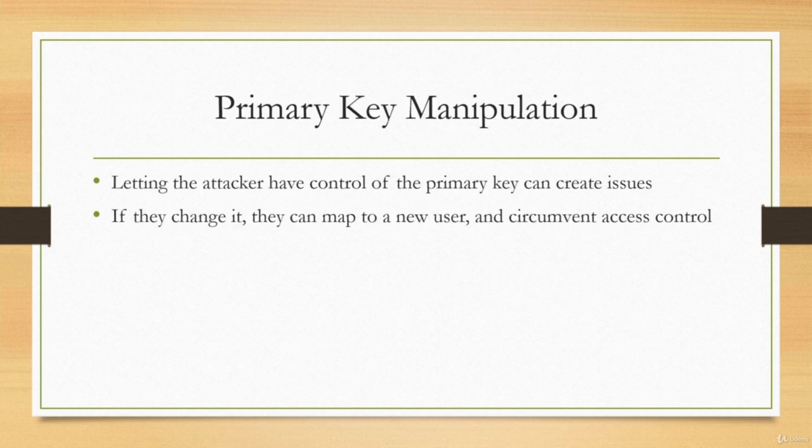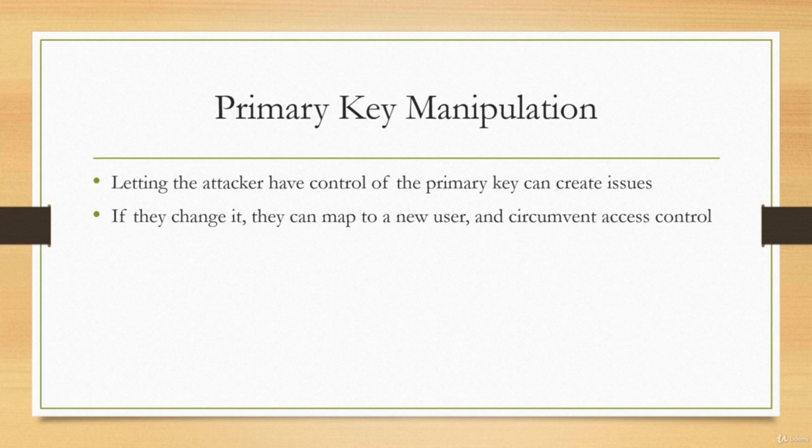So one way that this can happen is through primary key manipulation. Inside of a database, you'll have a primary key which will keep track of the current record of the person who's utilizing the application. If for some reason the person has access to that key, they might be able to change it to map to a different user, which can help them circumvent access control. A good example of this could be something like student ID, for instance. If you're on a student system and you have a student ID, if the user can modify that student ID for some reason, then it will change how it maps to a different user.